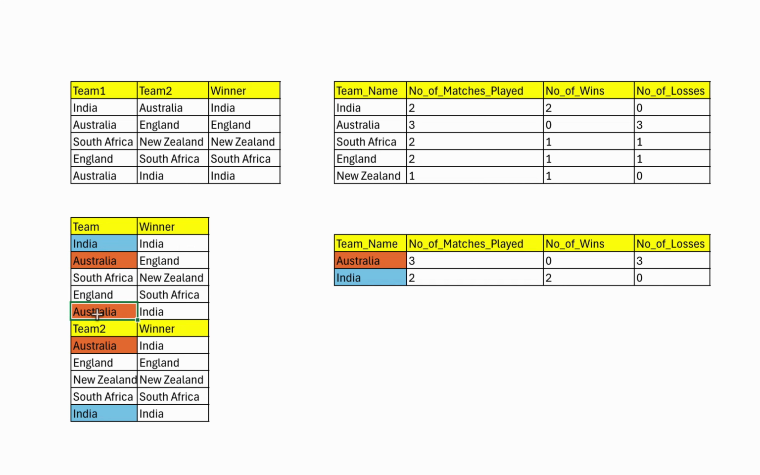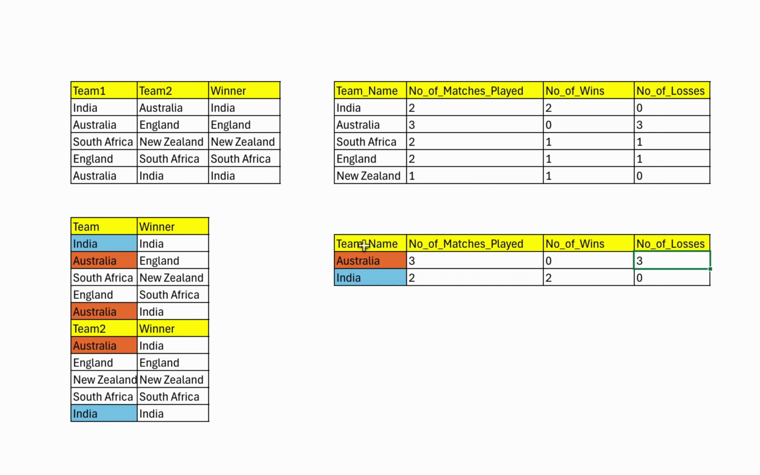And again Australia played one match and India won that match. So we have 2 losses. And again Australia played a match and India won that match. So we have 3 losses for Australia. So that is how we are getting this 3 number here. So this is our approach of solving this problem.